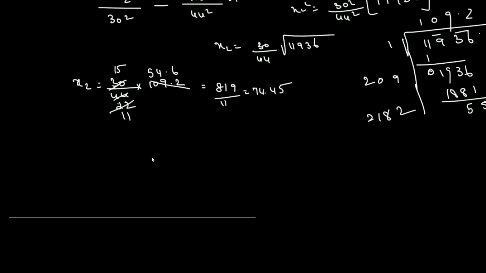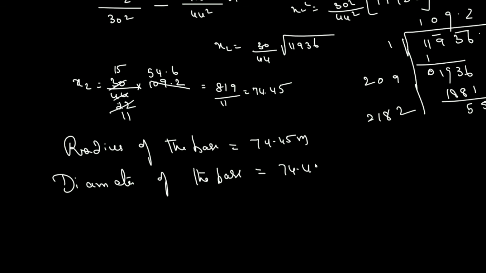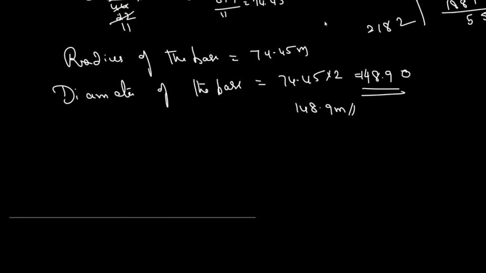That is x2. So the radius of the base is 74.45 meters. So the diameter of the base will be 74.45 into 2, 148.9 meters. So the diameter of the top is 90.82 meters and the diameter of the base is 148.9 meters. Thank you.